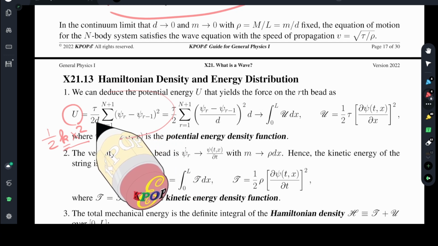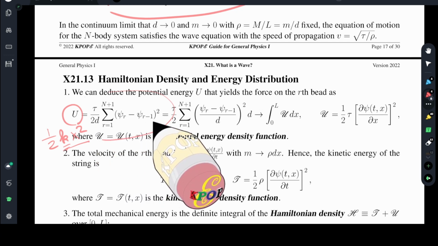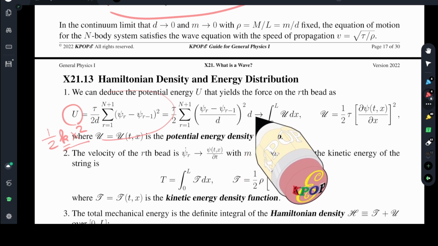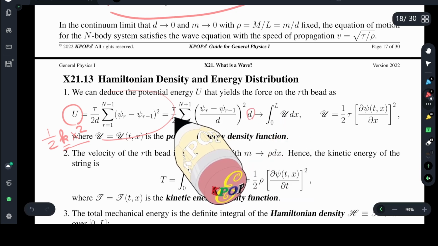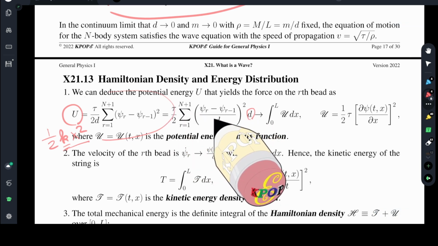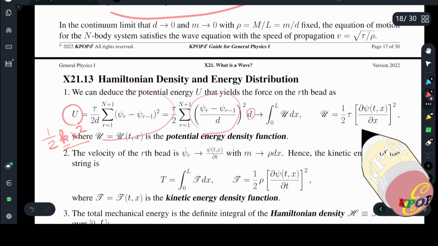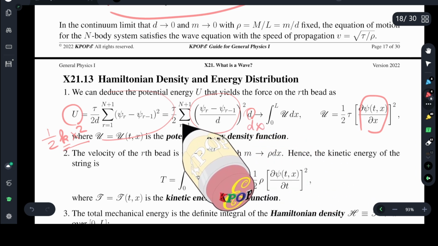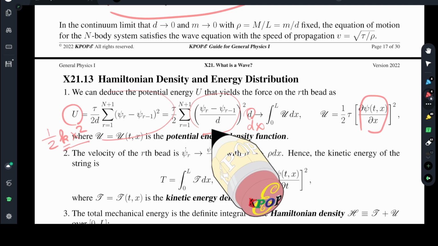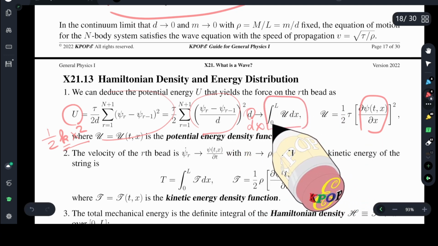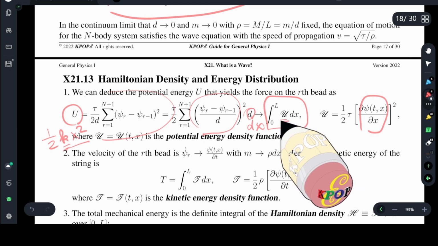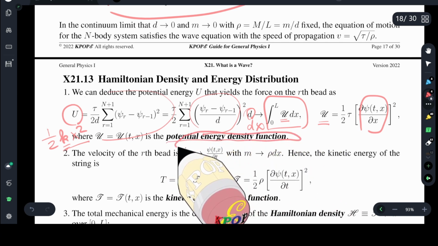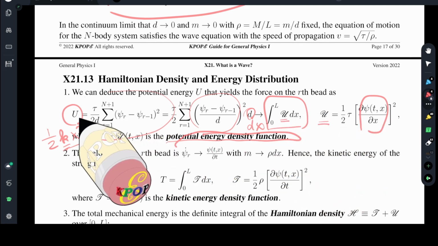So I include d in the denominator, and because the d has a single power, I put d twice and leave one factor of d, and this is 1/2 tension, and this is the spatial derivative squared, and d is actually dx, so we can make this a kind of Riemann sum. So potential energy is an integral from 0 to L of an integrand, and this integrand is called the potential energy density function. If we integrate over 0 to L, it becomes potential energy.